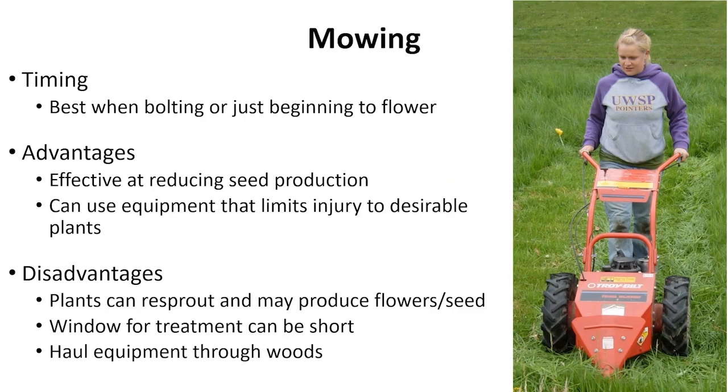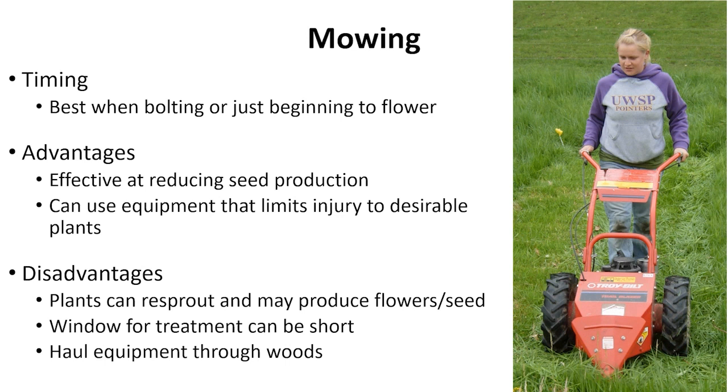Mowing is another method that has been used to a certain degree and has had some level of success. Really, the timing for mowing is similar to hand pulling, although we don't recommend mowing when those saliques, or fruit, are starting to mature. So the best time is when it's bolting or just beginning to flower. Again, it's really effective at preventing seed production. It can limit it, if not eliminate it. And you can use equipment, not such as this equipment here, but such as a weed whacker or string trimmer, and limit some of the injury to the desirable plants.